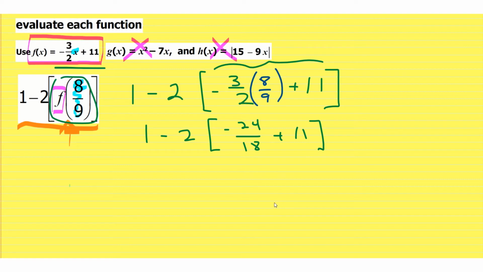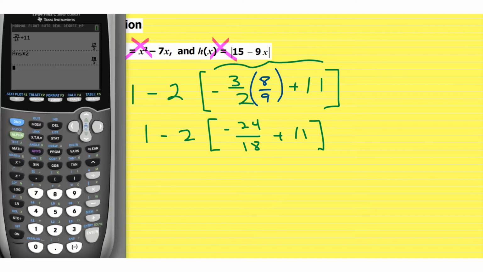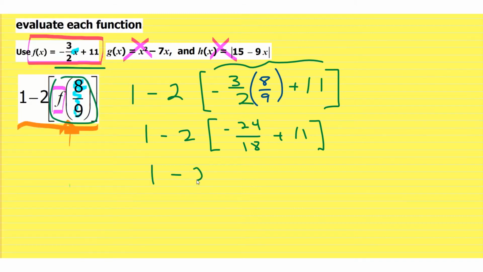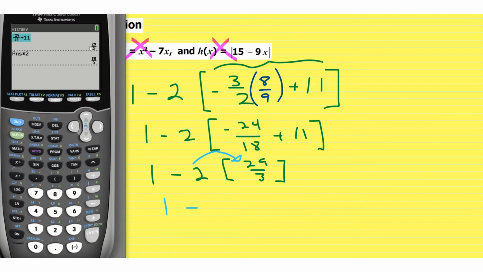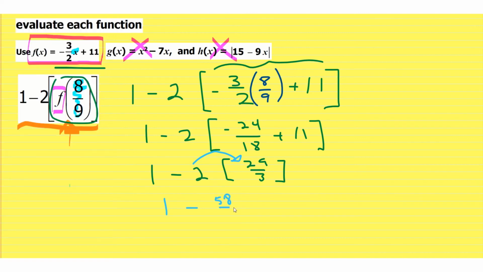Okay, and we can do this by hand, in our head, however you want to, but we're going to pull up our handy dandy calculator, and we're going to notice that I've already calculated negative 24/8 plus 11 is equal to 29/3. So that's going to be 1 minus 2 times the 29/3. And order of operations tells us next that we should distribute this negative 2 into the brackets in order to eliminate the brackets. So we're going to have 1 minus, and on my calculator again, we calculated the 29/3 times the 2, and we got 58/3. So we're going to have 58/3 right there.